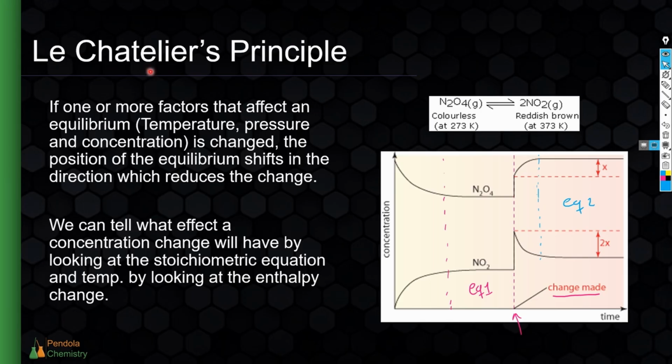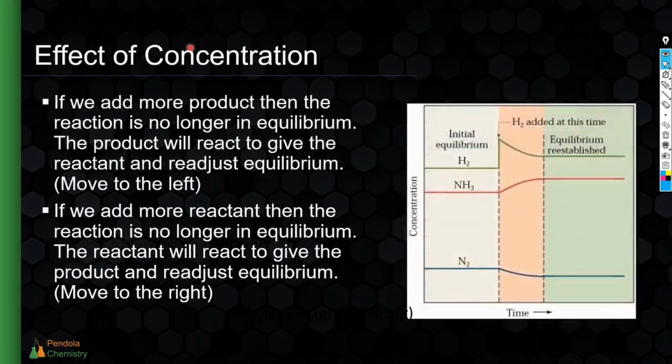We're going to look at them all within the scope of Le Chatelier's principle. Le Chatelier's principle says if one or more of these factors is changed, the equilibrium is going to change, so it's going to either shift left or shift right, in order to counteract the change, in order to reduce the change that we have created. So let's look at what that means for each factor. Let's go concentration first.